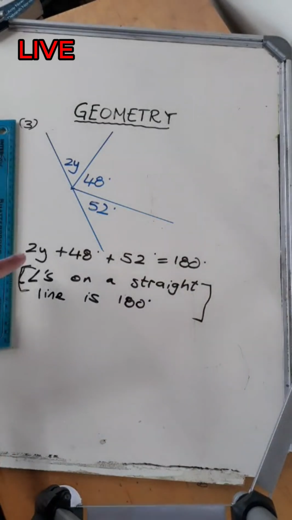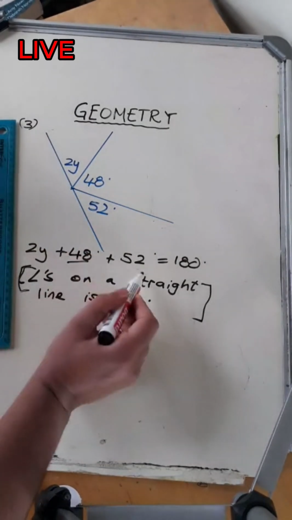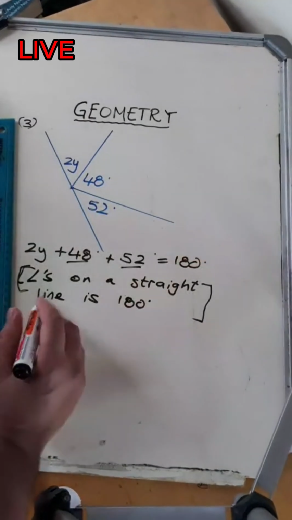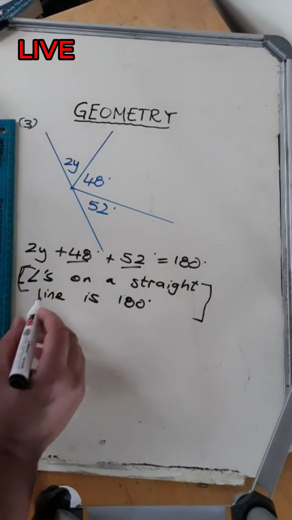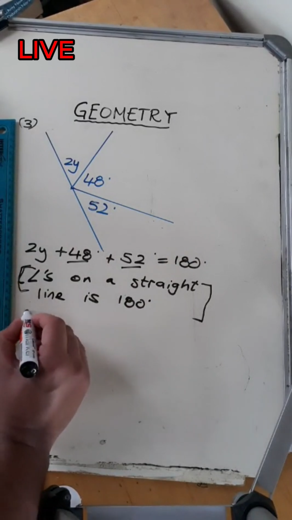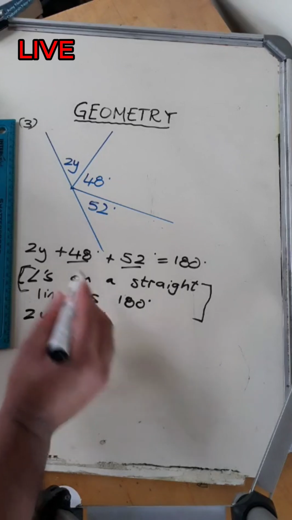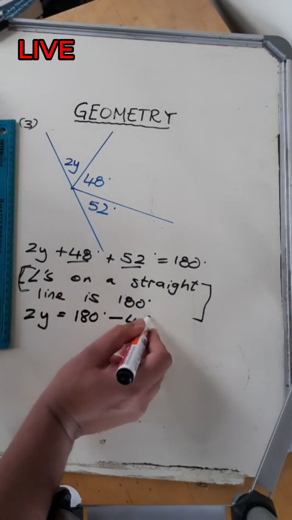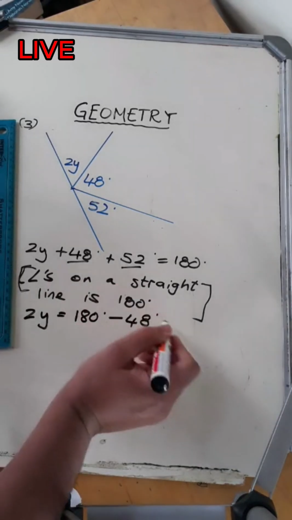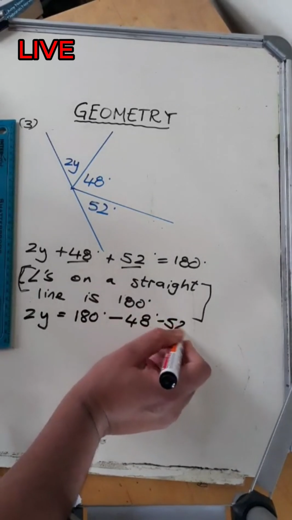So that means I only want the y on the left side. So that means this 48 and that 52 must be on that side. Okay, so I'm going to write that step down. So it's going to be 2y is equal to 180 degrees minus the 48 degrees minus the 52.